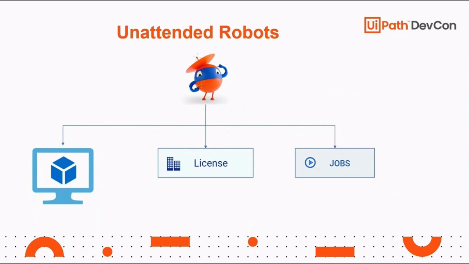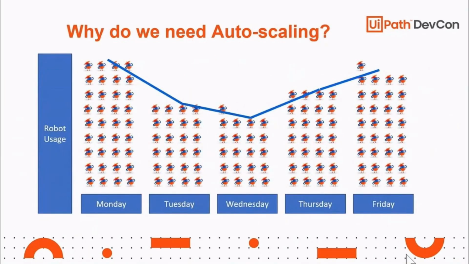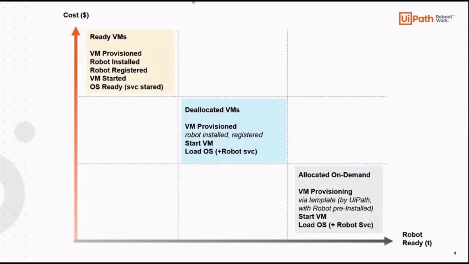A bot, however, needs a VM and a license. Bots' workload could vary in the same company throughout the week, and autoscaling can bring savings on both license and infrastructure costs. Based on how cost-sensible your company is, you can have ready VMs, VMs on standby, or allocated on-demand VMs. These last ones will be started and installed only when you require them. This frees up the resources in the rest of the time, but makes the job wait until the VM and its robot service comes online.